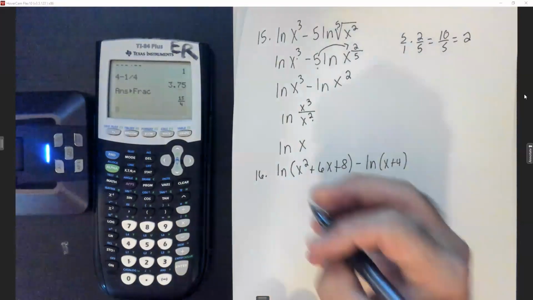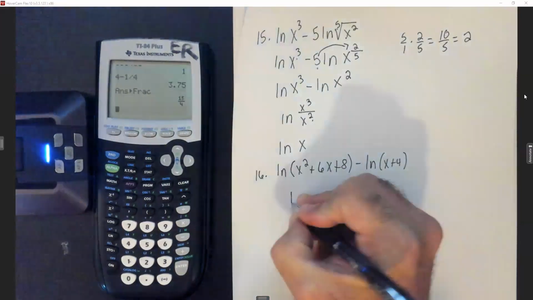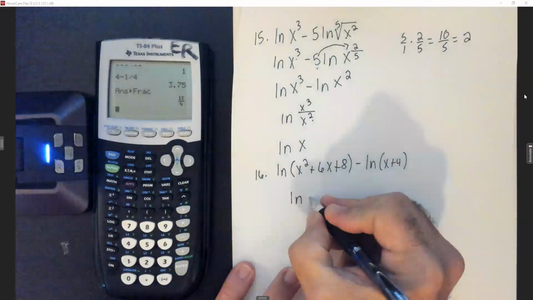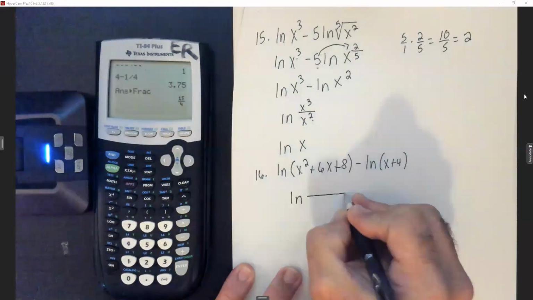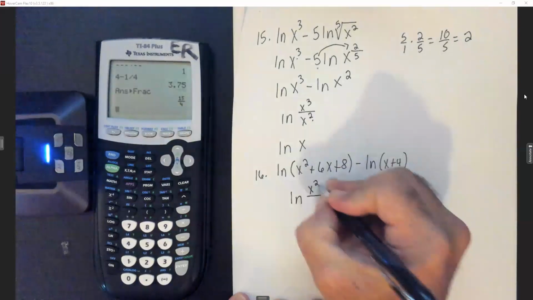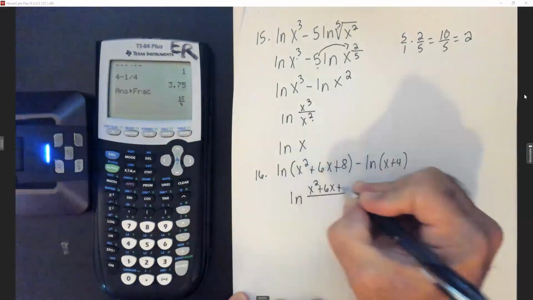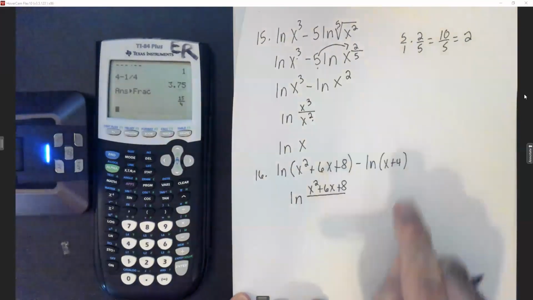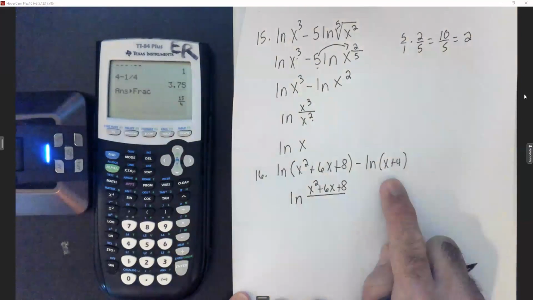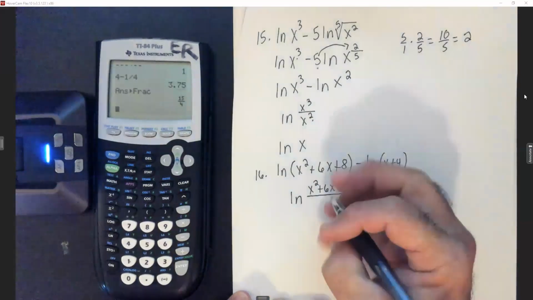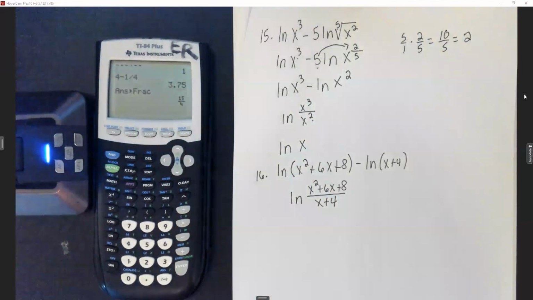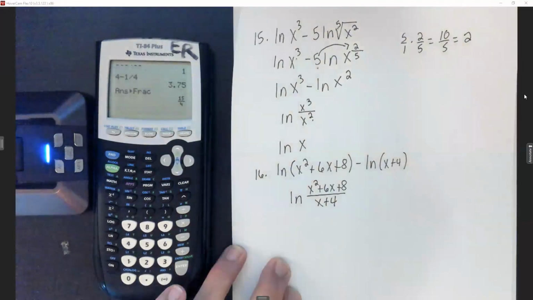So I got my ln, and I know that's going to be like a big fraction. The top will be the x squared plus 6x plus 8. This part's negative, so the x plus 4 is going to the bottom. Oh, and y'all guess what? This is a rational expression.